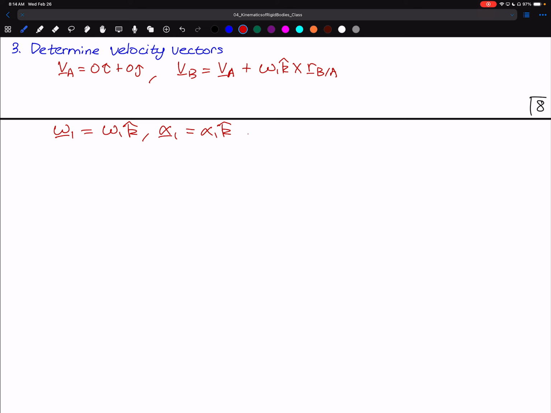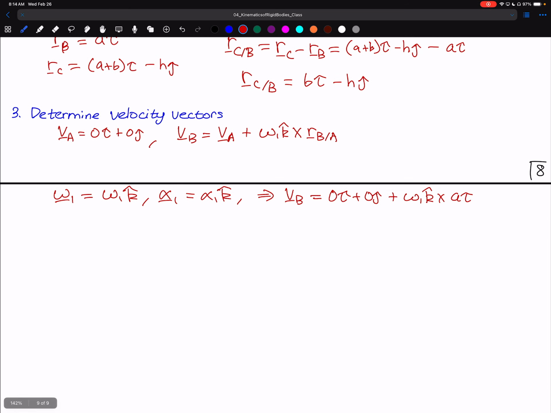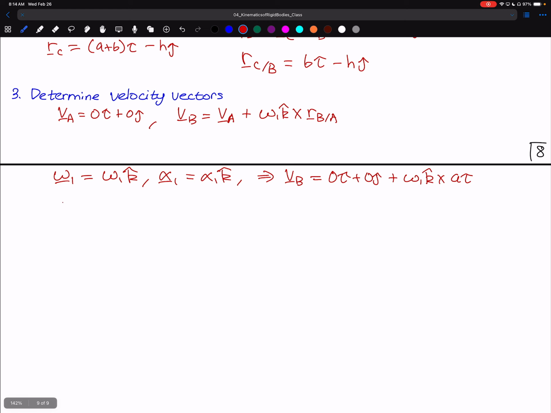So then our velocity VB is going to be equal to 0I plus 0J plus omega 1 k hat crossed with RBA, which is just A in the I direction. And so then we'll find that at the instant shown, the velocity at point B is equal to A times omega 1 in the J direction.